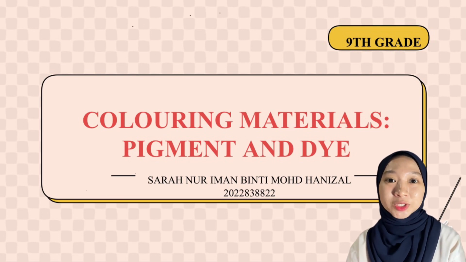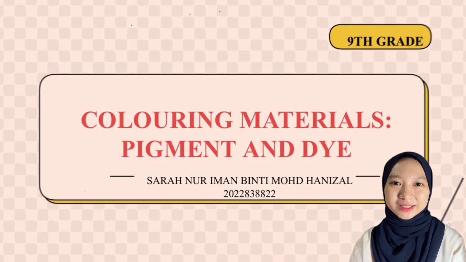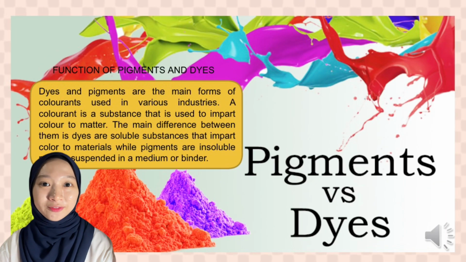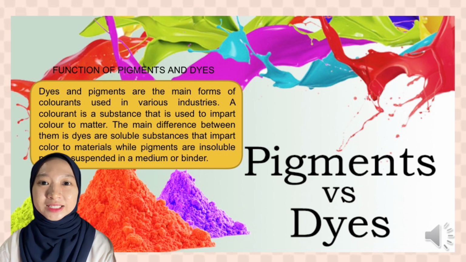So today I want to present about coloring material, which are dye and pigment. So what's the function of dye and pigment? Dye and pigment are the main forms of colorants used in various industries. A colorant is a substance that is used to impart color to matter. The main difference between them is dyes are soluble substances that impart color to materials, while pigments are insoluble particles suspended in a medium or binder.